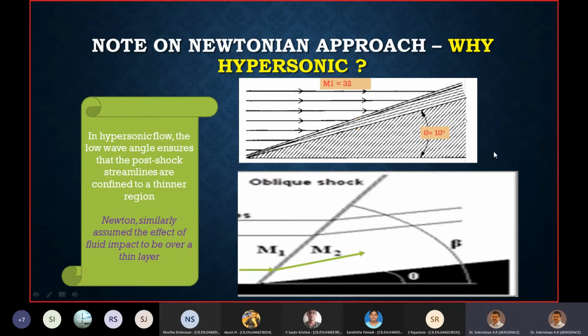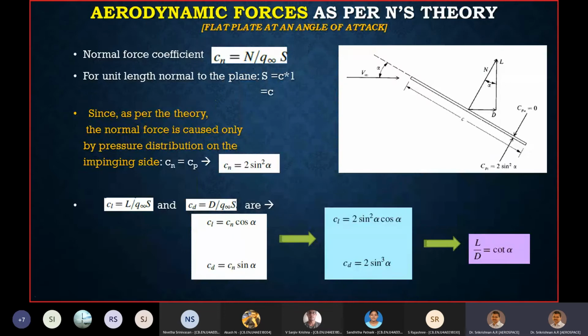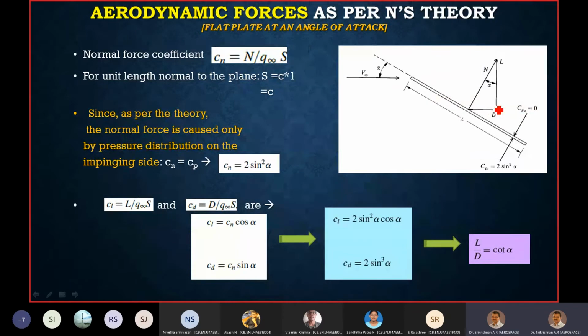Okay, now we'll go back to how we make use of it for aerodynamic forces. Again, it's quite straightforward because the theory itself is quite simplified. We are just considering an inclined plate at an angle of attack. What we are trying to do here is to derive expressions for CL and CD based on Newton's theory for a plate inclined at an angle of attack alpha with the mainstream direction.